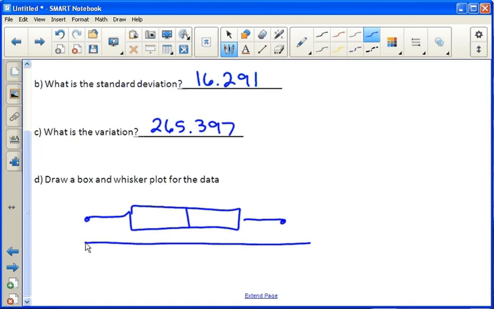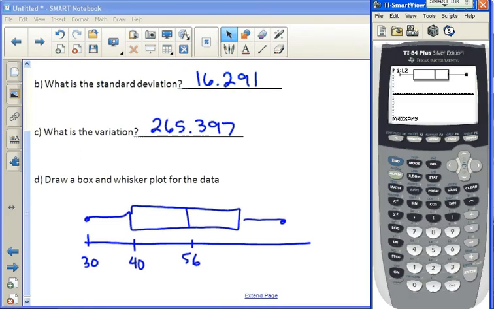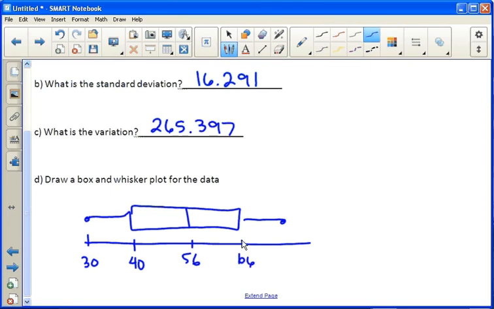Okay, so once again we had the minimum at 30, that's the bottom whisker. 40 was Q1, 56 was the median. Need to double check what those last ones were. Okay, the max was 79 and Q3 was 66. And that's what it would look like.